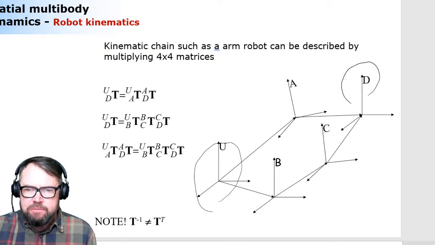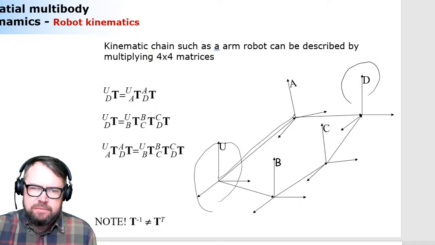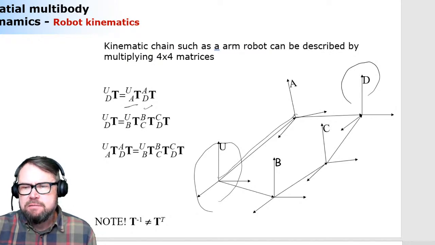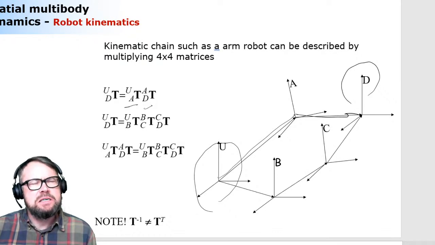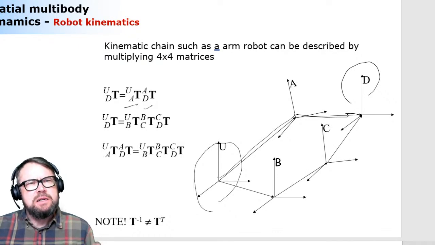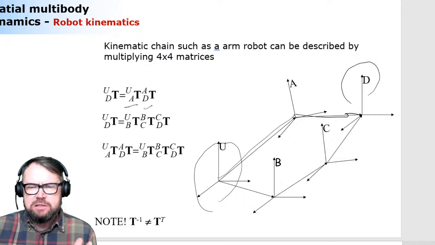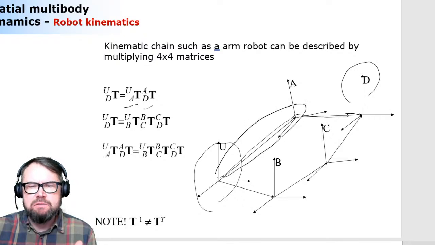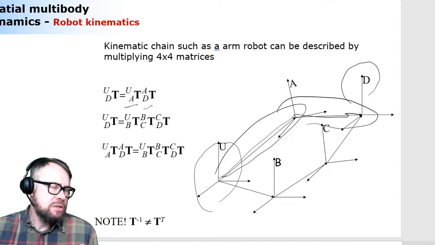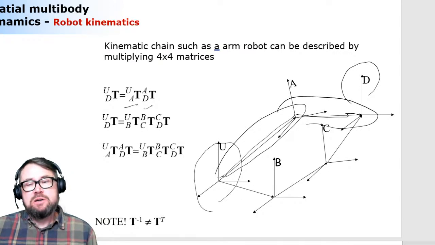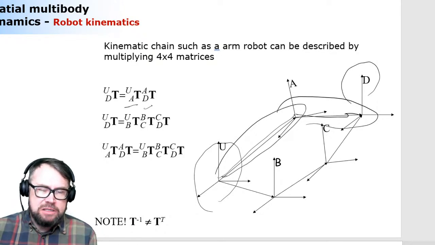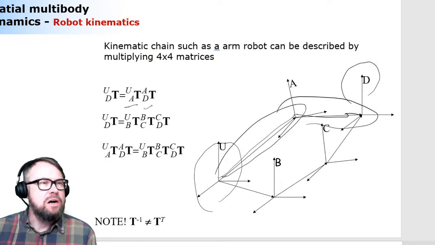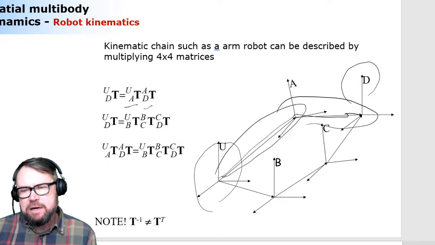You're traveling from U to A and A to D. So you're using this in a pretty similar way to successive rotation. You're building the 4x4 matrix representation for each one of the body members of the robot. And once you get this representation, you just multiply these together, and that's going to be your final configuration. So that's the purpose, the concept, the idea behind it.